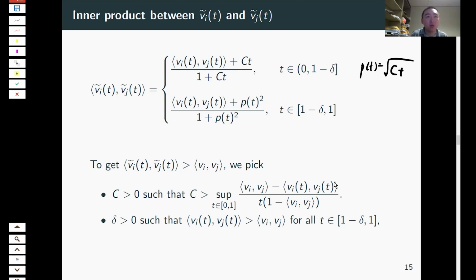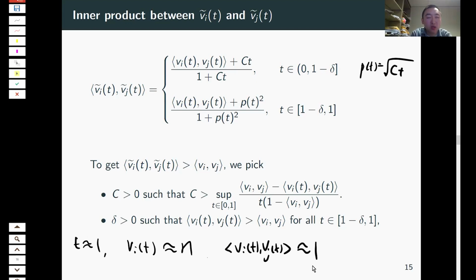Then for the second part, when t is greater than 1 minus delta, we recall that in this case t is almost 1. So these Vi(t) are already very close to N, which means their inner products are already very close to 1.